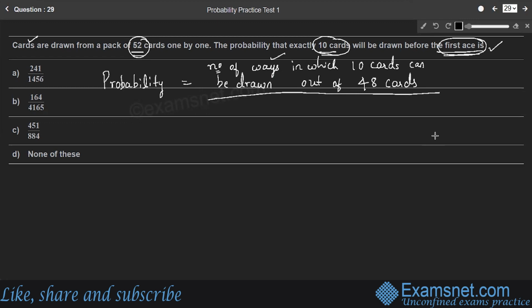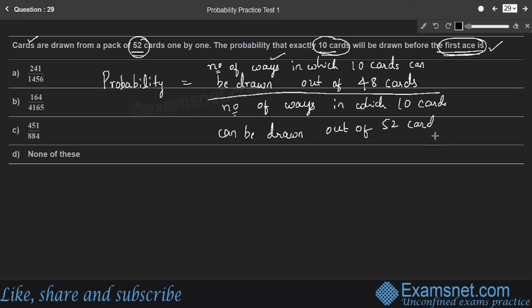Whereas the total outcome is the number of ways in which 10 cards can be drawn out of the total number of cards, which is 52 cards. Out of the total number of cards, we are considering only 48 cards in the favorable outcome, right? So this is not the answer here. Into, we need to consider the number of aces also. We have 4 aces.